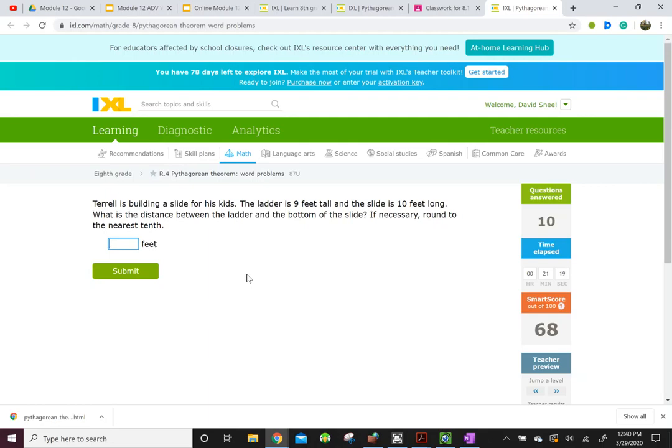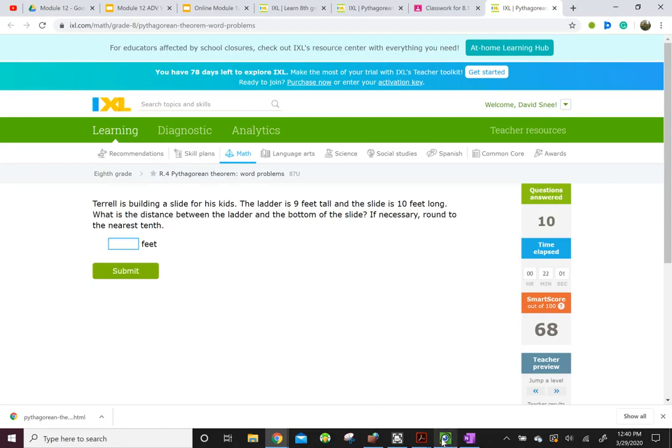Terrell is building a slide for his kids. The ladder is 9 feet tall, and the slide is 10 feet long. So the ladder is 9 feet, and the slide is 10 feet. What is the distance between the ladder and the bottom of the slide? So I'm trying to find one of my legs. I'm trying to find A. So A squared plus 9 squared equals 10 squared. And then it says round to the nearest tenth.